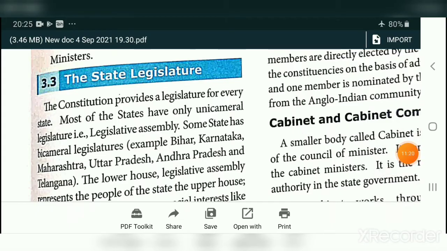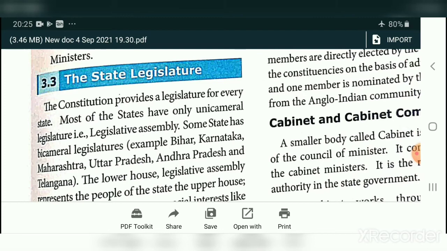Up to this, we have completed one organ of the state government, that is the executive. The executive is headed by the governor, and he is helped by the chief minister and the council of ministers. Now we will see another organ of the state government, that is the legislature, the state legislature. The constitution provides a legislature for every state.